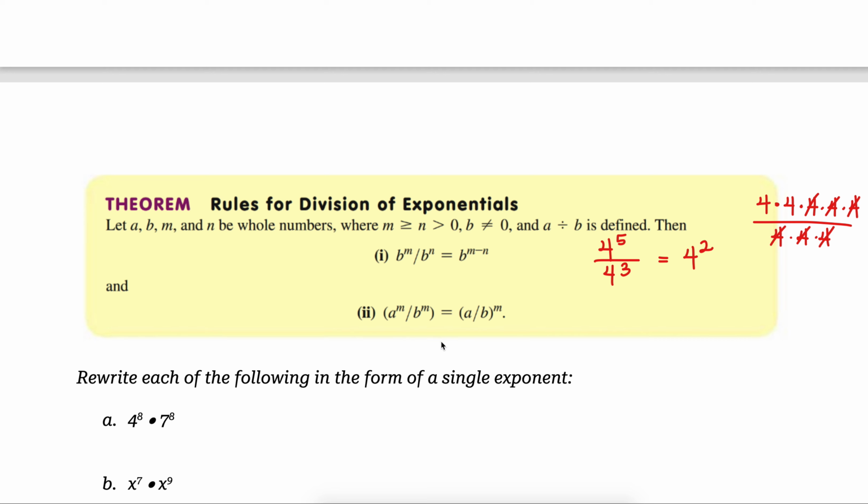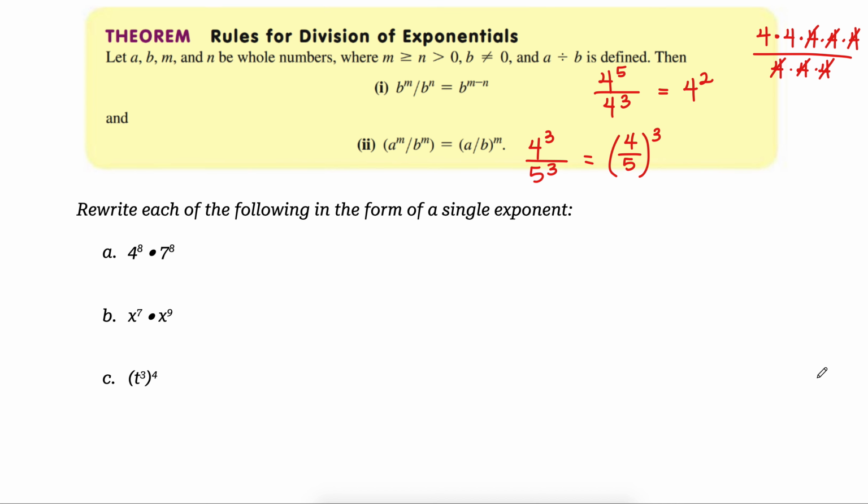Then our second one deals when we have the same exponent but 2 different bases. And what this tells us is if we had a fraction, let's say I had 4 to the 3rd power over 5 to the 3rd power, I could rewrite that as the fraction 4/5 to the 3rd power. Either way, I have 4 times 4 times 4 in the numerator and 5 times 5 times 5 in the denominator. So that one should be pretty straightforward.